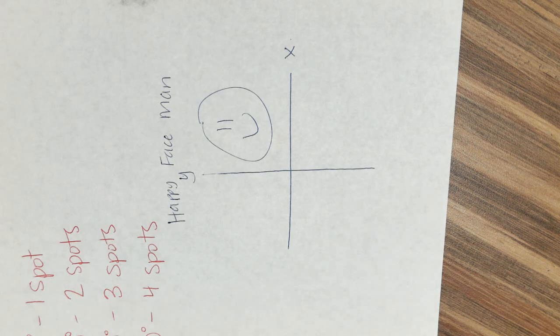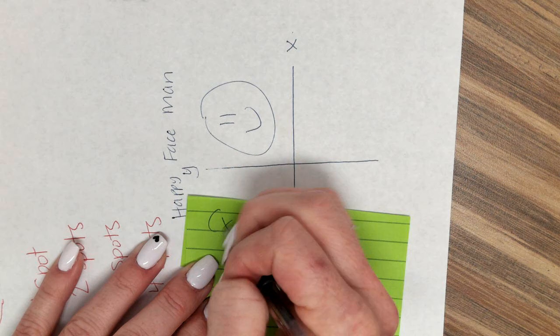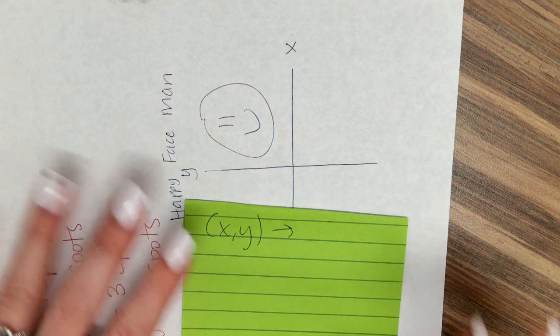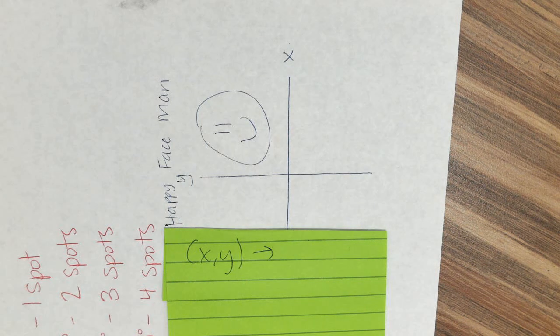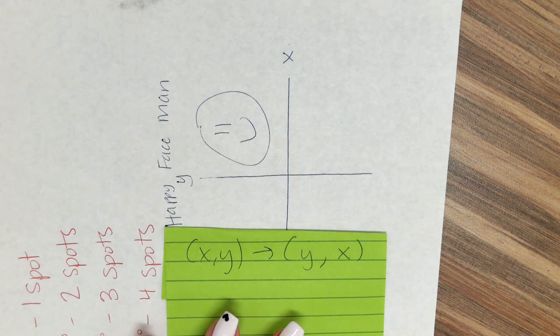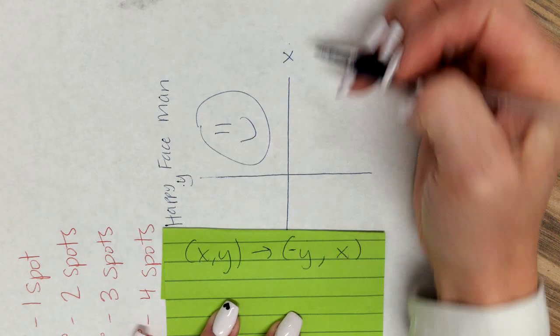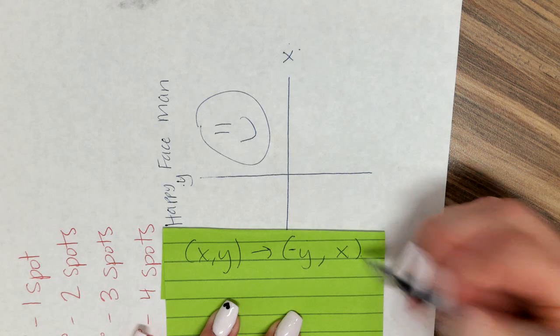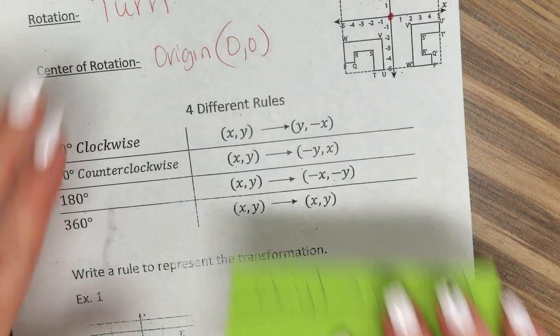Everybody do it? So you take your paper and you say, okay, x and y, and you ask yourself, what happened? Did the x and y axis switch spots? Yes. So y switched with x, and y is on the left, so it's negative. x is up high, so it's positive. That is 90 degrees counterclockwise. Let's see if we did it right.